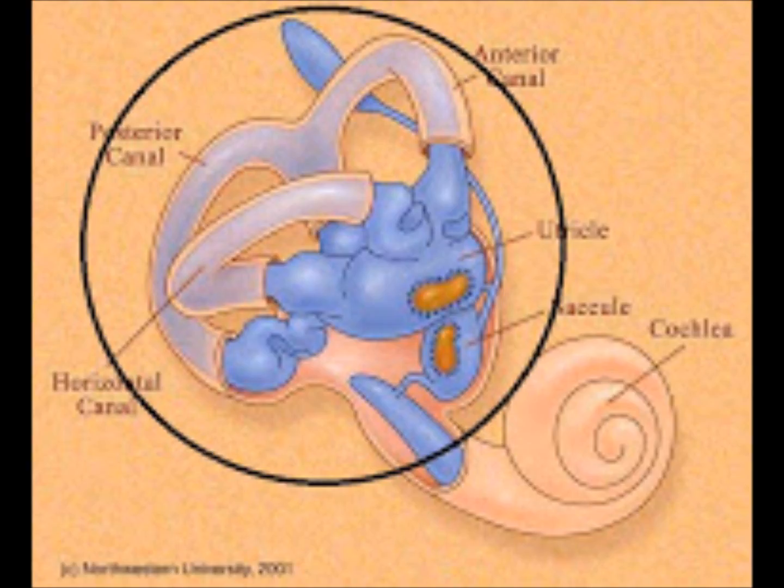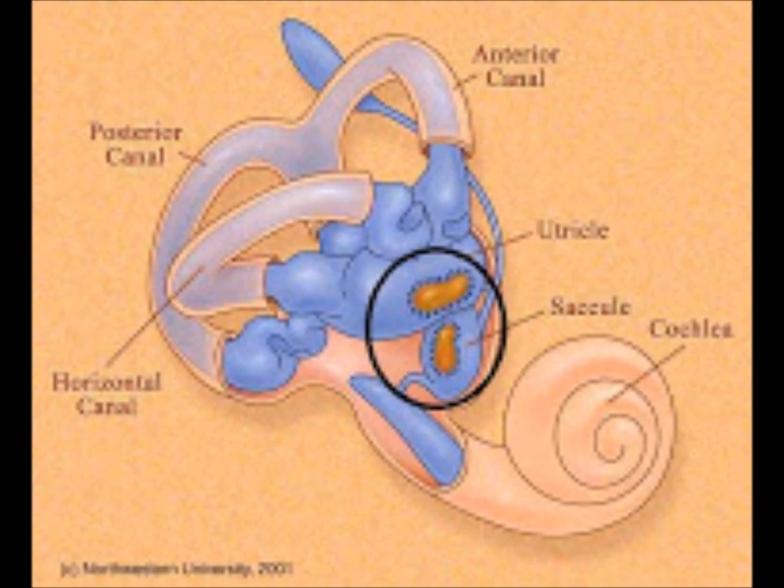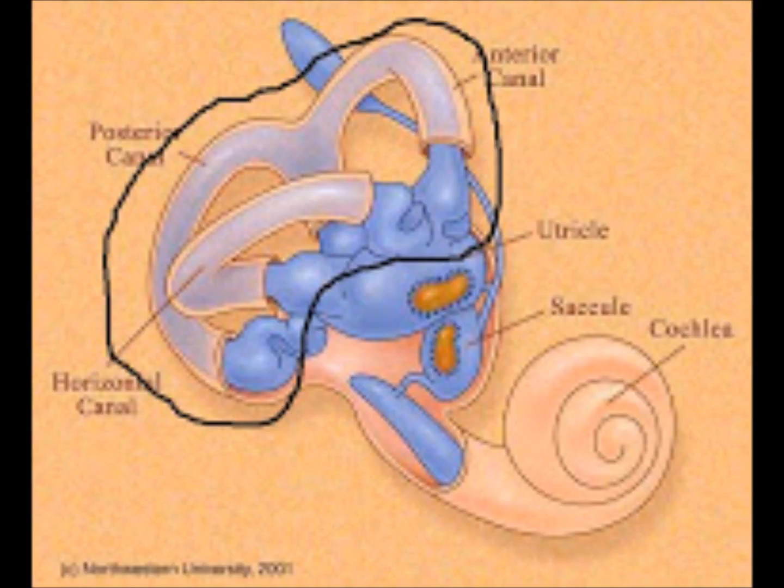Let's move on to the vestibular system. In addition to serving as the entrance for the cochlea, the vestibule also houses the utricle and saccule. These two structures, in addition to the semicircular canals, form the vestibular system.